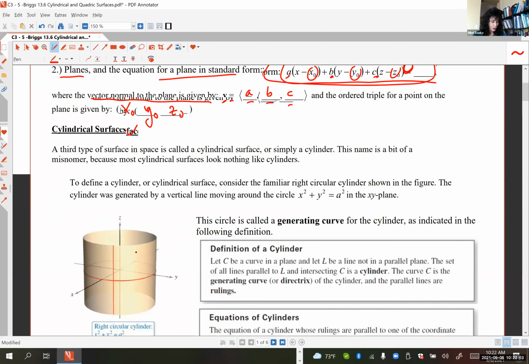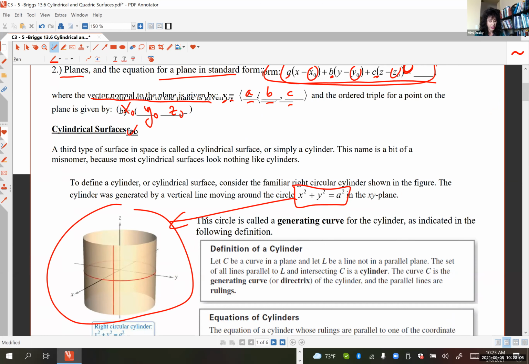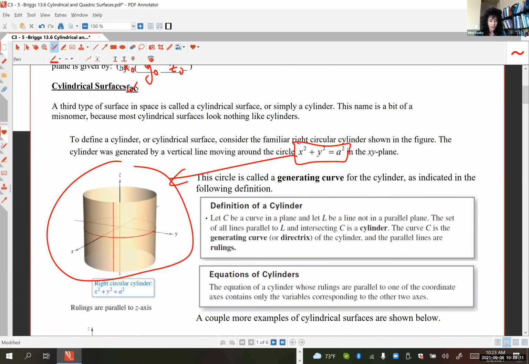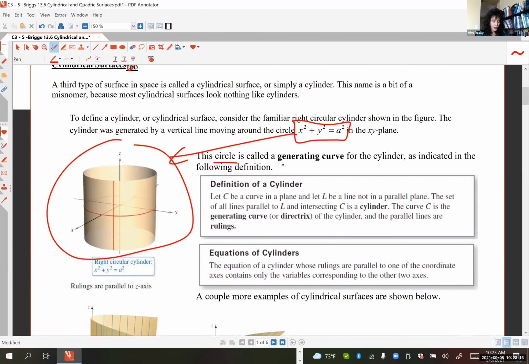So what is a cylindrical surface and what is the equation that goes with it? This particular cylindrical surface has the equation x squared plus y squared equals a squared, where a would be the radius of the cylinder. So here's the official definition. The circle given by x squared plus y squared equals a squared is known as the generating curve for the cylinder. You would graph that first in the xy plane.